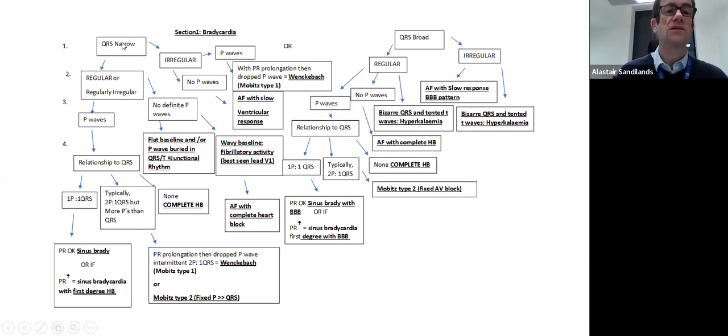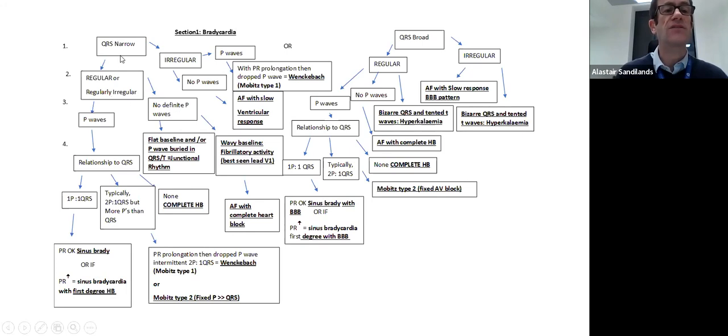If the rhythm is narrow, regular, with no definite P waves, there are two things it can be. No definite P waves means the baseline is flat, or there's a P wave buried in the QRST, then we have a junctional rhythm. The AV node has taken over, the sinus node is not working. Or if we have a wavy baseline that suggests fibrillatory activity, best seen in lead V1 by the way, then we have AF with complete heart block, because there's a regular rhythm with no definite P waves and a wavy baseline.